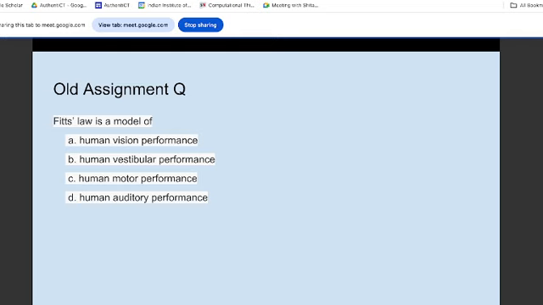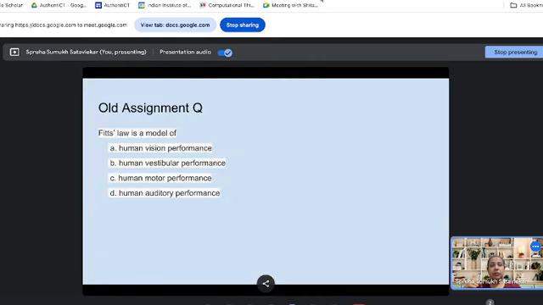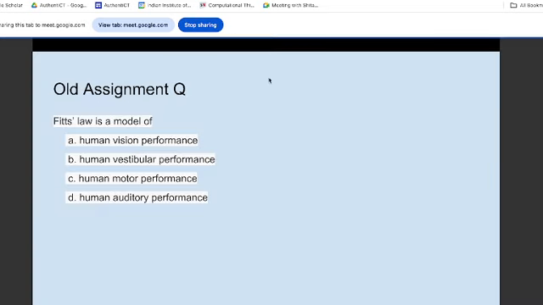There was this old assignment question. Fitts law is a model of human vision performance, human vestibular performance, human motor performance, or human auditory performance? We know that the answer is human auditory performance. Oh, sorry, human motor performance. I made a slip. Yes, human motor performance.